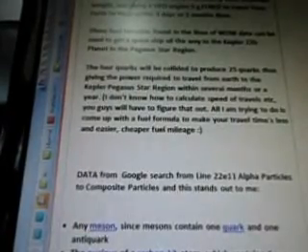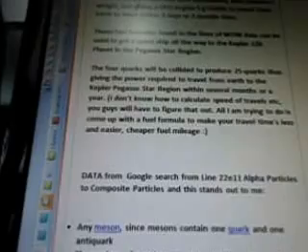The 4 quarks will be collided to produce 25 quarks, thus giving the power required to travel from Earth to the Kepler Pegasus star region within several months or a year. I don't know how to calculate speed of travels, etc. You guys have to figure that out. All I'm trying to do is come up with a fuel formula to make your travel times less and easier, cheaper fuel mileage.